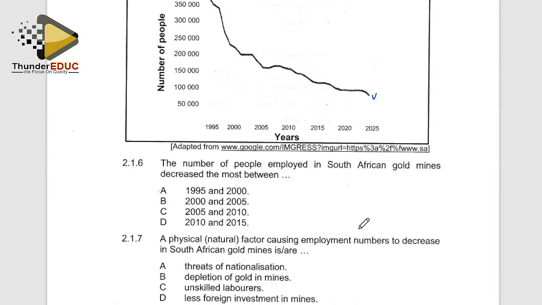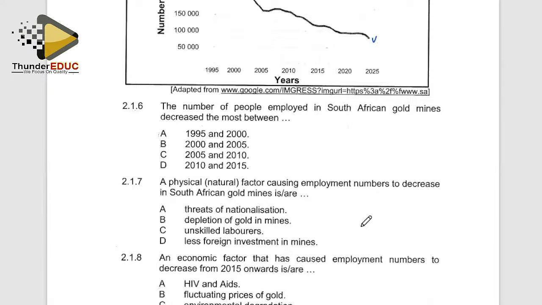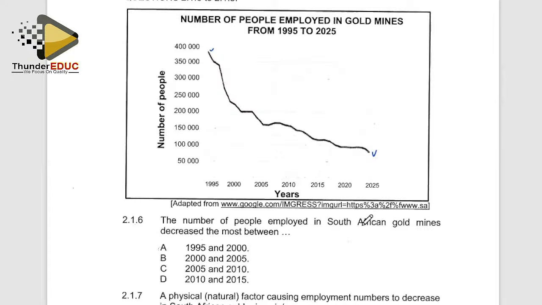Right. The number of people employed in South African gold mines decreased the most between... The most, we are saying, where do we have a steep drop or a steep gradient on our line graph? If we check here, we can see that from this point to this point, it's very steep. So what is the time frame? We can see that the time there is around 1995 going to around 2000. So this era is the one that experienced that particular phenomenon of a sharp decline in the number of workers employed. So it's around 1995 to around the year 2000.